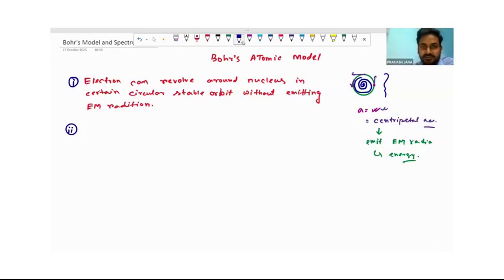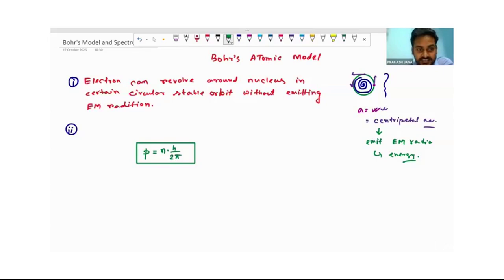The second one is about which circle it is revolving in. It is revolving around a circle, that's fine, but in which circle? Not in all circular orbits. There are certain stable circular orbits, and the circular orbit will be such that its angular momentum P will be equal to n times h by 2 pi.